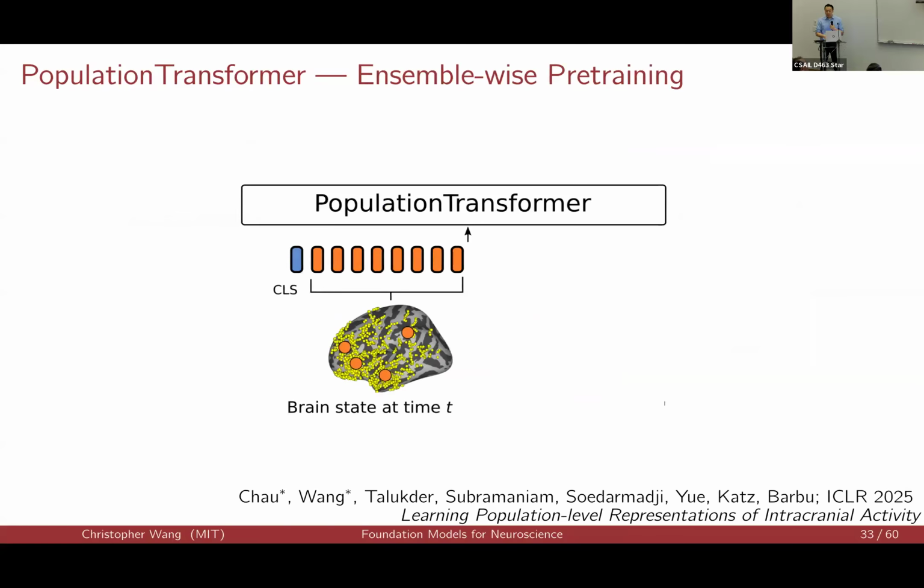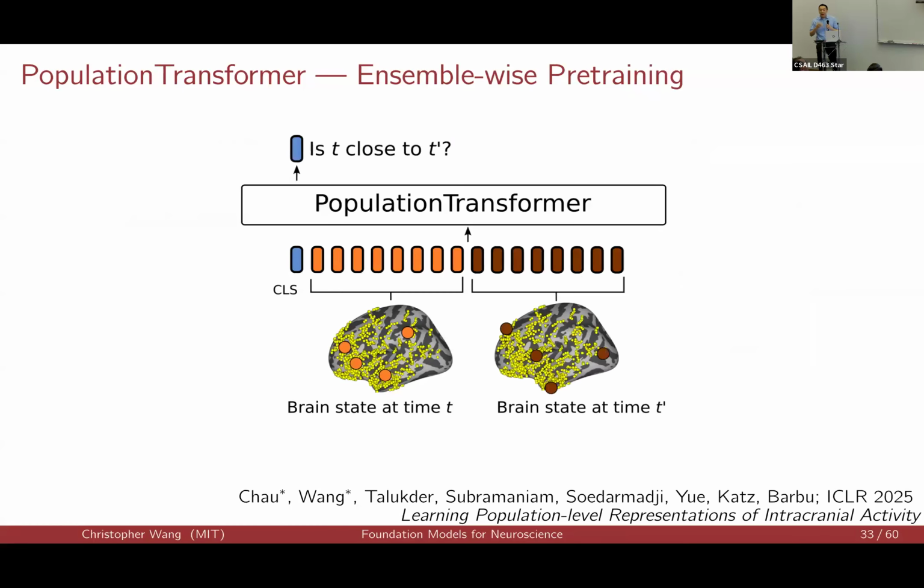We also want the model to learn representations for ensembles or groups of channels. And we simultaneously pre-train on an objective where the model is given 2 disjoint sets of electrodes and their corresponding activity. And the goal of pre-training is to determine whether or not these activities have appeared close or far apart in time. Now, again, all this pre-training is in service of getting better downstream decoding.